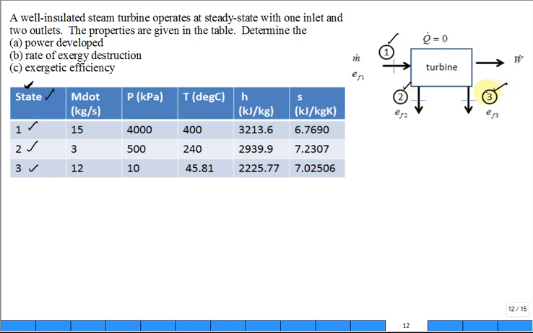See that? They have the m dot. Oh, for state 1, 15 kilograms per second is flowing in. How about the m dot for state 2? 3 going out and 12 going out. Does that make sense, or do they have a problem with this problem statement? 15 in, 15 out. 3 and 12 is 15, right?